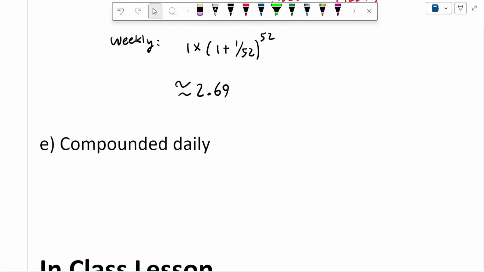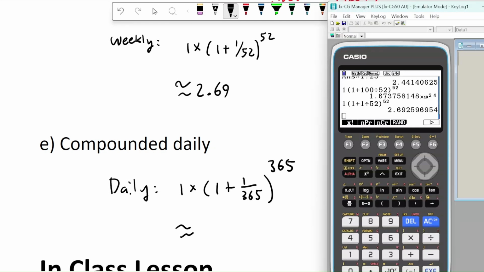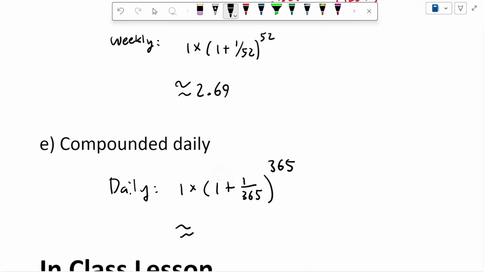Now if it's compounded daily, this would be 1 times 1 plus 1 out of 365 days in a year. We'll assume that it's not a leap year, and we can figure out roughly how much money we get. So 1 lot of 1 plus 1 over 365 to the power of 365, 2.71.